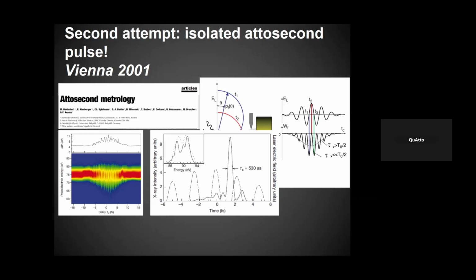And the other interesting point, if you compare the dates: the first measurement with CEP stabilized pulses, the first group, was done in 2004. The first measurement was done in 2001. So it means that the pulses here were not CEP stabilized.